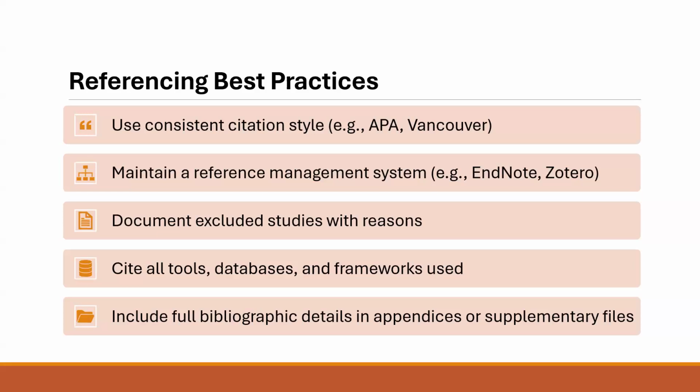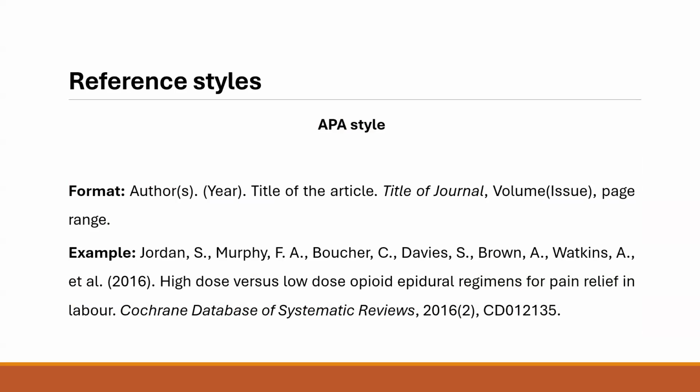So always try to document the excluded studies with reasons, why you have excluded those studies. You may not keep the exclusion reasons for title and abstract screening, but you can keep a list of studies that you excluded during the full text. Then cite all tools, databases, and frameworks that you have used in your systematic review. Also try to include full bibliographic details in appendices or supplementary files. What you find will not fit in your manuscript can be moved into your supplementary files.